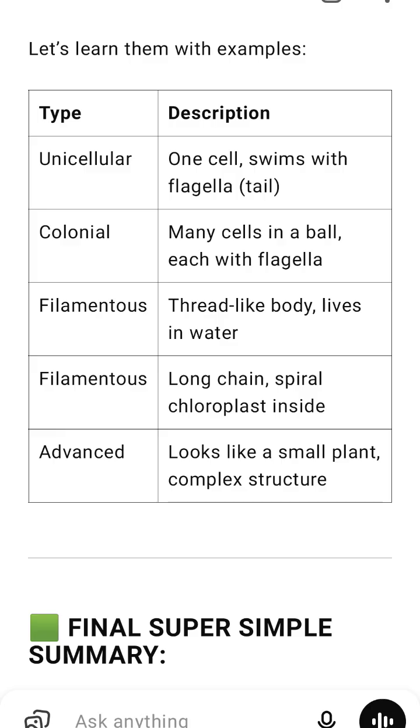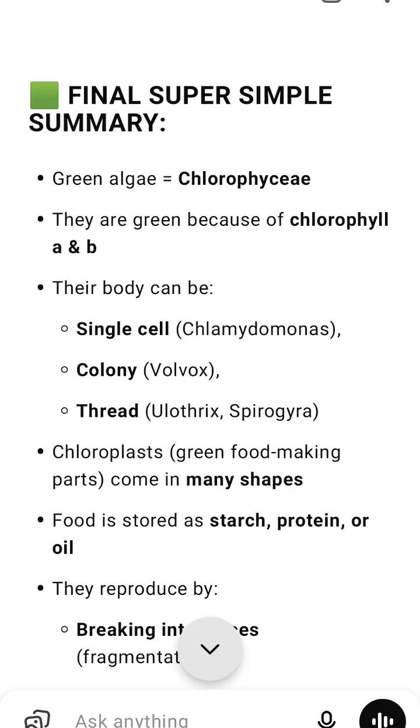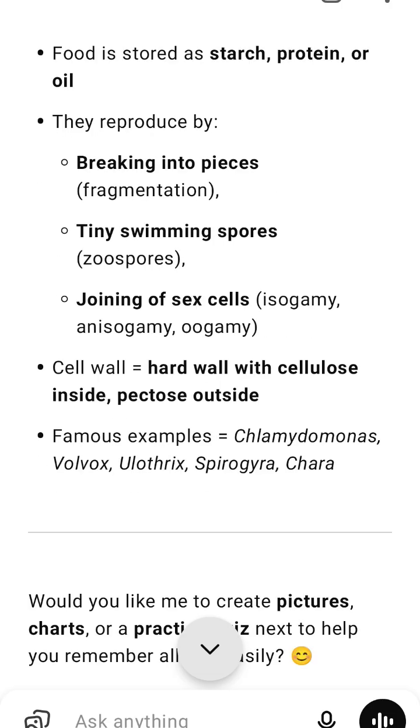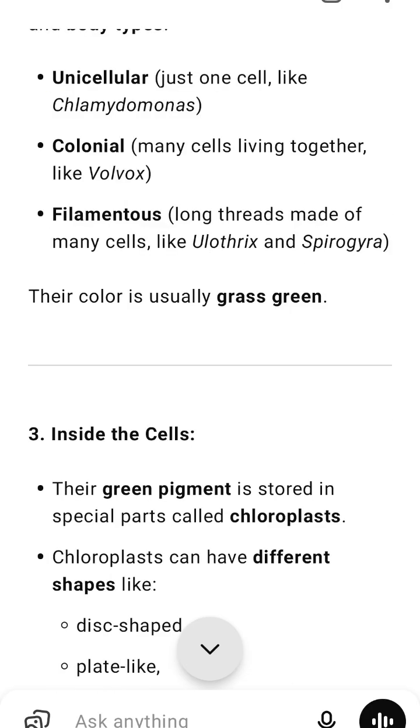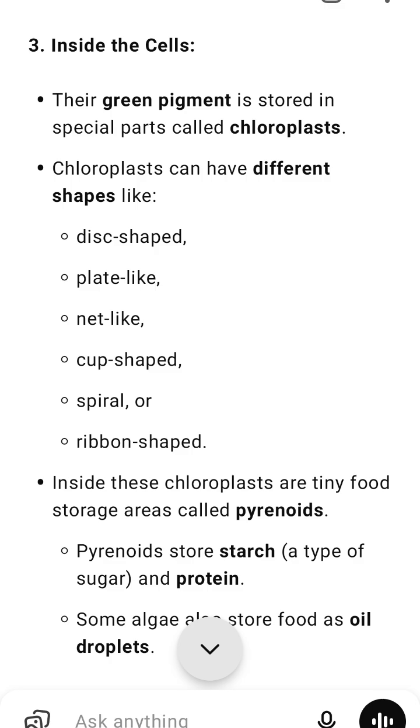C. Sexual reproduction, joining of 2 sex cells or gametes. There are 3 types. 1. Isogamous. Both gametes are the same size, may swim, e.g. Ulothrix. 2. Anisogamous. Gametes are different sizes, both may swim, e.g. Eudorina. 3. Oogamous. One gamete is big and still, the egg. The other is small and swims, the sperm, like in Volvox or Chara.